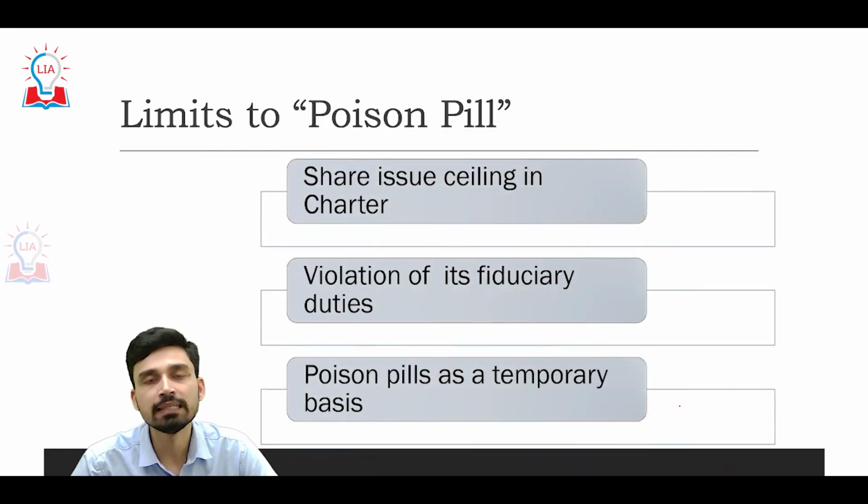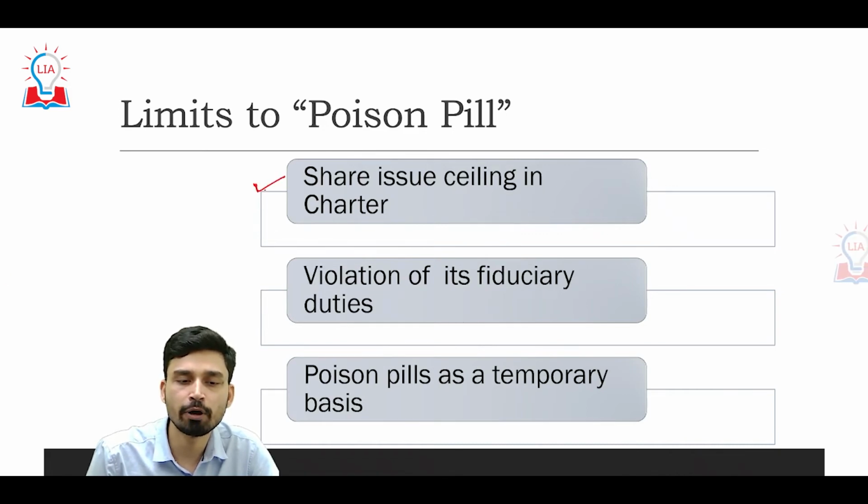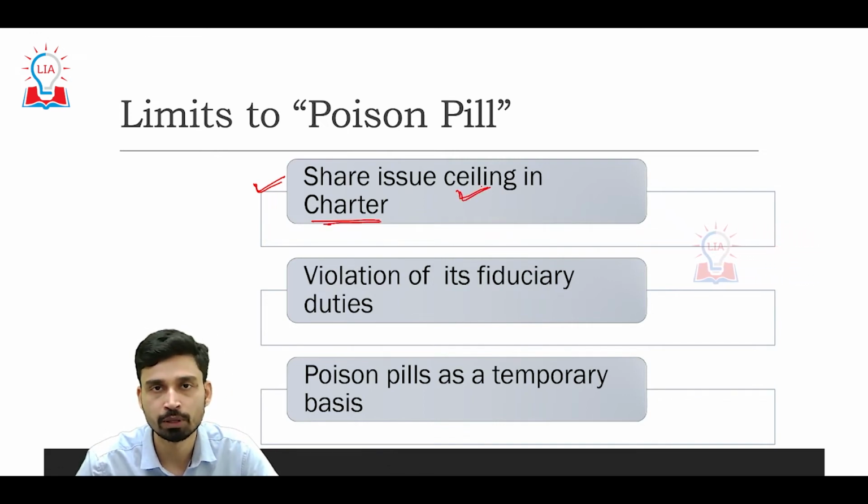Now, what are the limitations to the poison pill? The first limitation is that the poison pill can be limited if the company's charter has a ceiling on how many shares can be issued. Because again, to remind you, the poison pill works on the principle that the company can issue as many shares as it wants, to dilute the value of the shares of the shareholders.